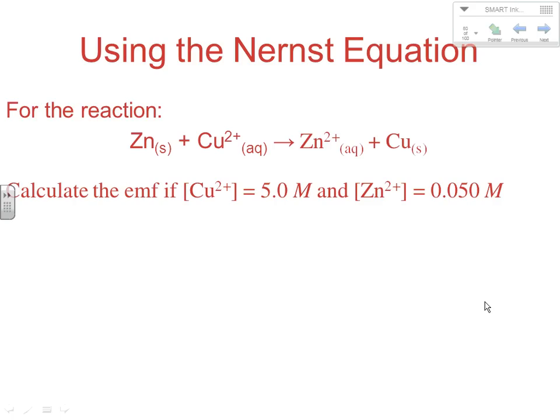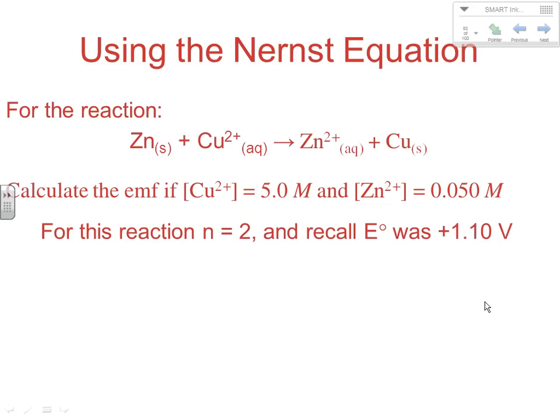Let's say we have 5 molar copper ions, and 0.05 molar zinc ions in our solution at the beginning. So for this reaction, if you look at the electron transfer, N is going to equal 2. In the zinc half reaction, it involves 2 electrons. In the copper half reaction, it involves 2 electrons. So our electron transfer here is N equals 2. Now, E naught for this reaction, because this is one we've calculated before, is 1.10 volts. This is something we looked at in notes earlier, and we did the calculation in previous sets of notes.